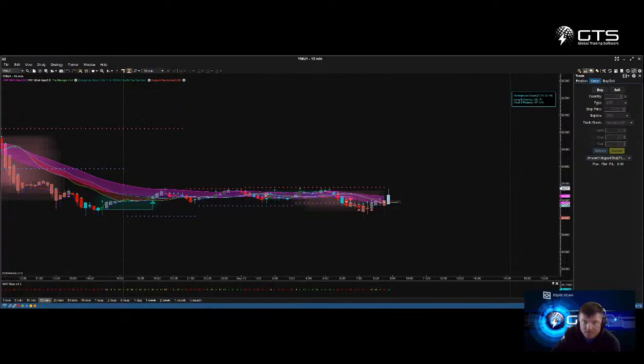So let's look over here. This is the opening 15-minute range. So here, add a guide there and a guide there.